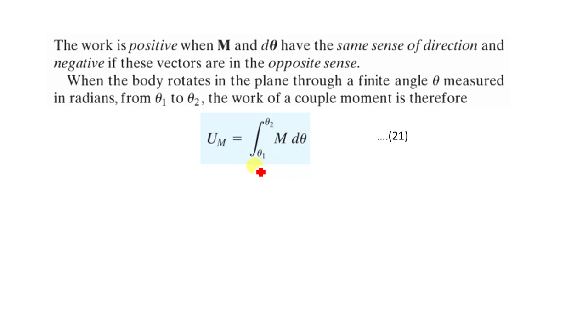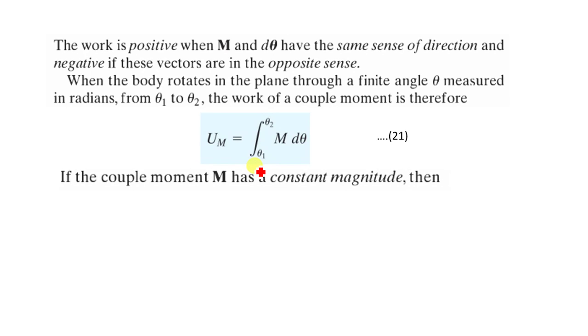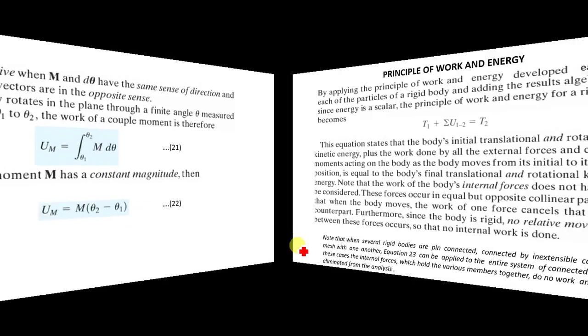Yeah, so this is straightforward as well. So if the couple moment M has a constant magnitude, meaning it's not changing, it's not variable, then you can use this. So instead of integrating, you are just going to say theta 2 minus theta 1 and then multiply by M. So this one is the rotating body, and this one is a constant. It has a constant moment M. So I think this is the end of the lecture.